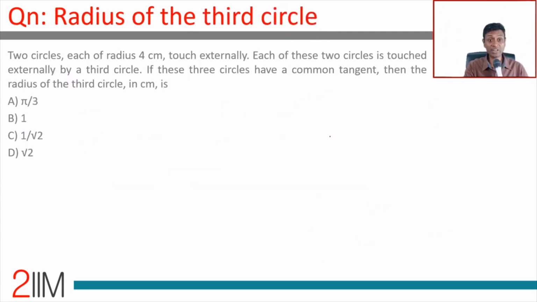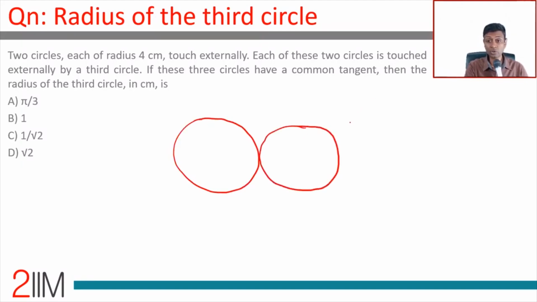Two circles, each of radius 4 centimeters, touch externally. Beautiful. Each of these two circles is touched externally by a third circle. So there's another external third circle. If these three circles have a common tangent, then the radius of the third circle, they have a common tangent. Brilliant. So third circle has to be here. Common tangent to these two, either this, or the tangent in between. 3 common tangents.